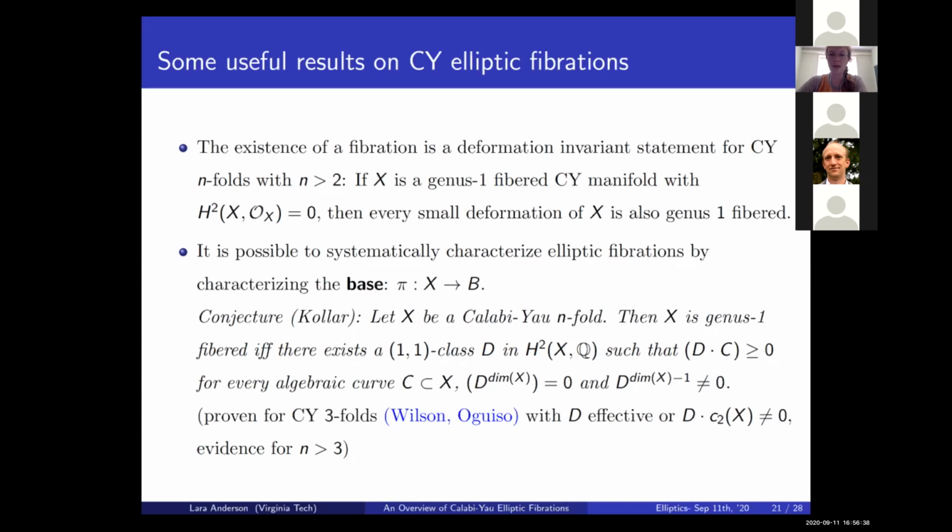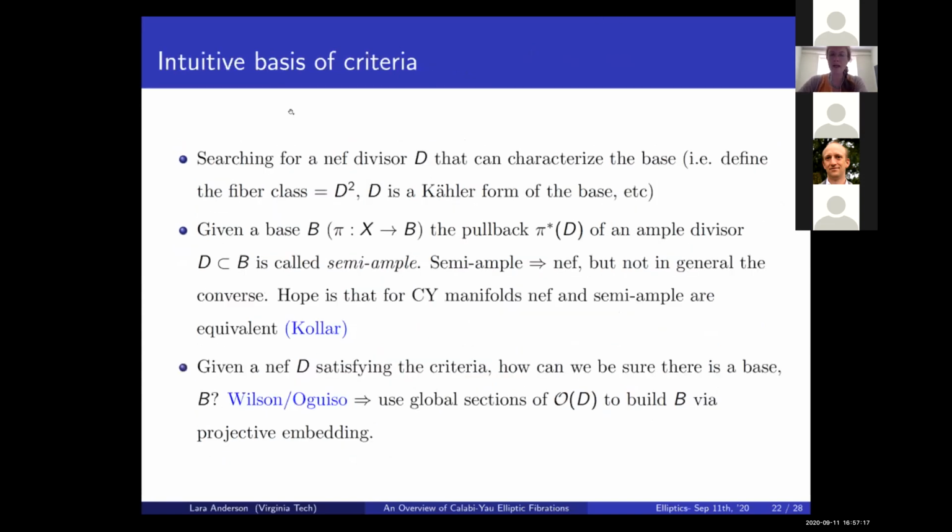So specifically, if X is a Calabi-Yau n-fold, then it will be genus 1 fibered if and only if there exists a (1,1) class D, so divisors are dual to (1,1) forms inside Calabi-Yau n-folds, such that D dot C is greater than or equal to 0 for every algebraic curve within the manifold, its intersection to the dimension of X power is 0, and its intersection to the dimension of X minus 1 power is non-zero. This is not going to be clear to this audience, why you would be interested in this, but the point is it's actually a strong way to unpack, just from topological properties, whether a manifold is fibered or not.